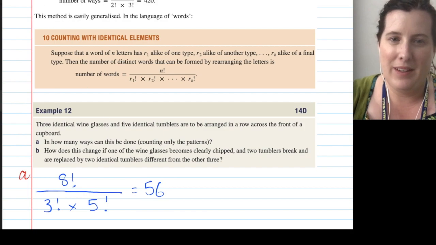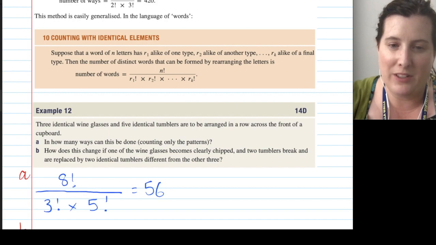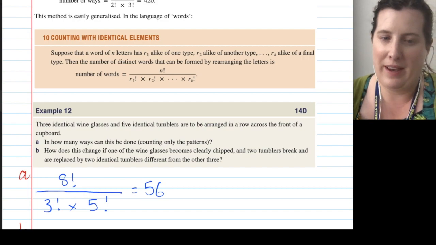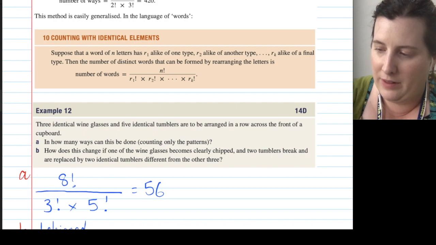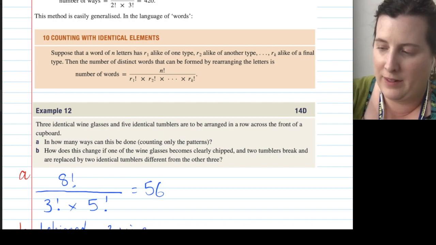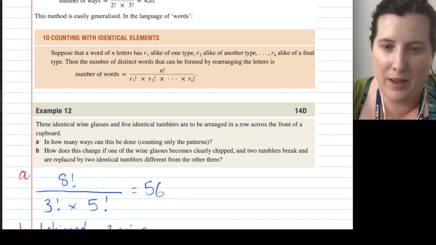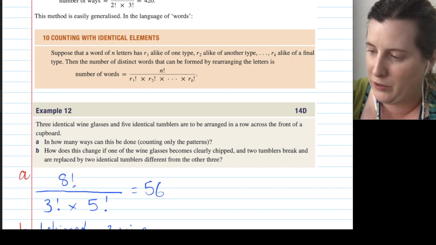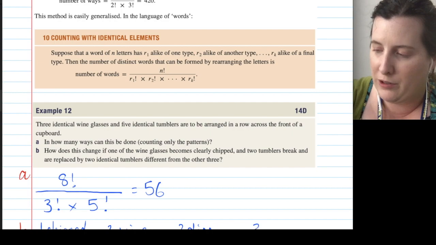Okay. If we now have a look at B, one of the wine glasses is chipped. So now we have 1 chipped wine, 2 normal wine, 2 tumblers are broken and replaced by 2 different tumblers, and then 3 of the original tumblers.